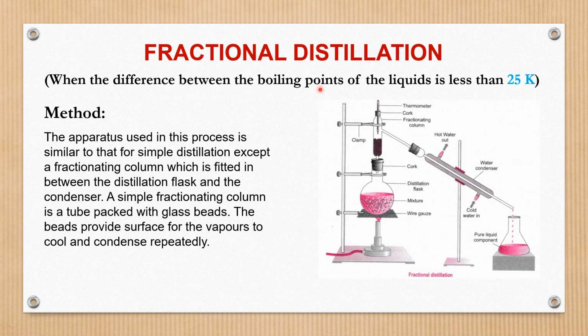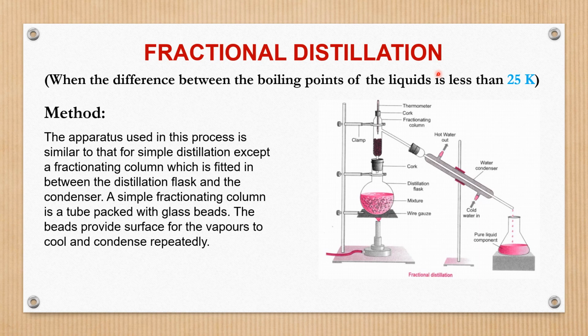the difference between the boiling points of the liquids is less than 25 Kelvin. That means their boiling point difference is very small. But in the case of distillation, there is a large difference in boiling points, so we can apply distillation. Here the liquids have more or less the same boiling points, or the difference is less than 25 Kelvin. So that time we apply fractional distillation.